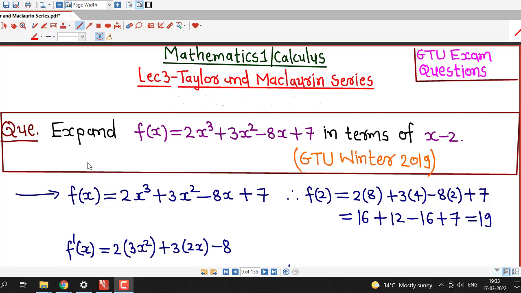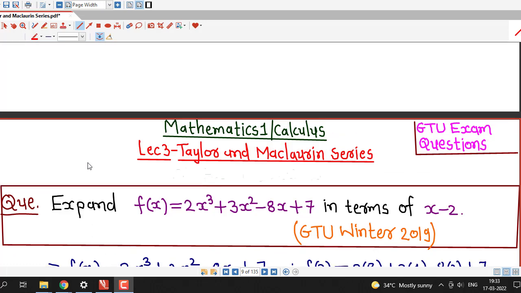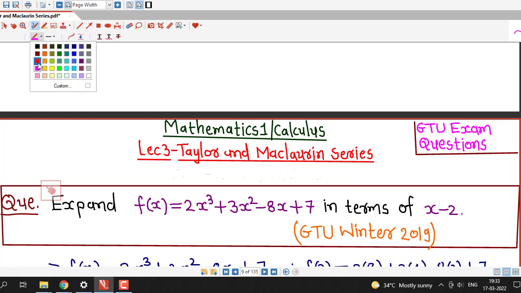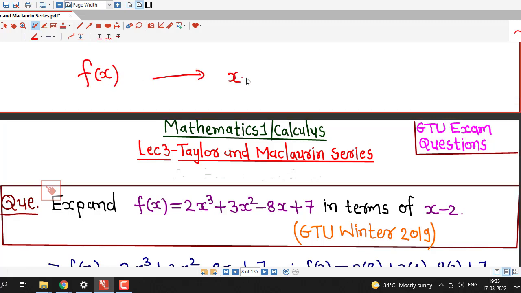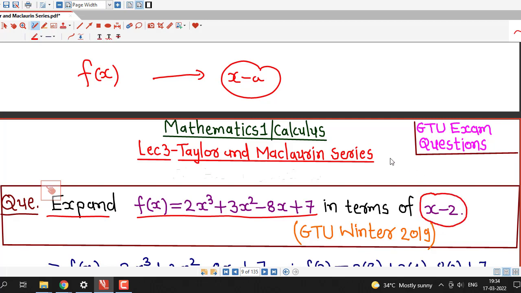Now we are familiar with the expansion of functions using Taylor and Maclaurin series. So using Taylor series, we can express a given function f(x) in powers of x minus a. Here we are given this function, which is a polynomial of third degree, and we have to expand this function in terms of x minus 2, or we have to find out the Taylor series of f(x) at x equal to 2.